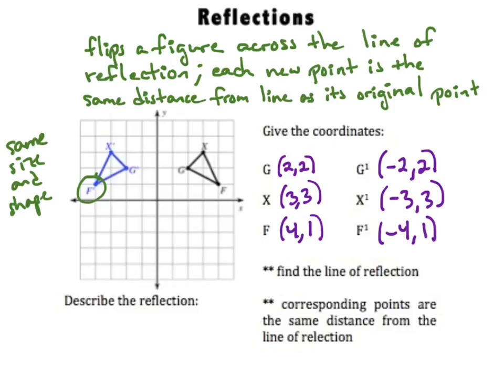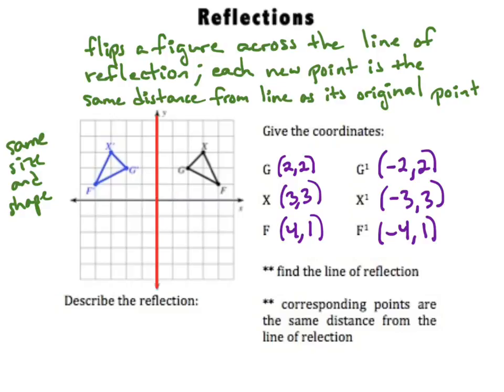Okay, let's find the line of reflection. Well, if we go from G to G sub 1, what's halfway between those? Hey, that looks like it's actually this line right there.